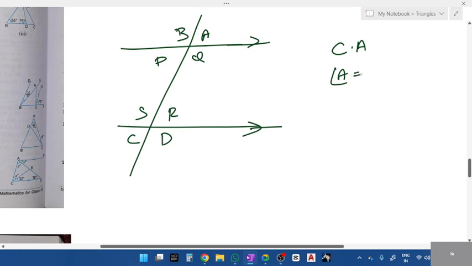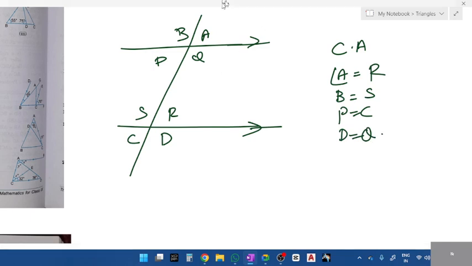Angle A is equal to its corresponding angle. So A is 1x, B is S, same position, different lines. P is C then, yes, Q is D or D is Q. Which means if any one angle is given, the values will be the same. If Q is 50 degrees, angle D also will be 50.